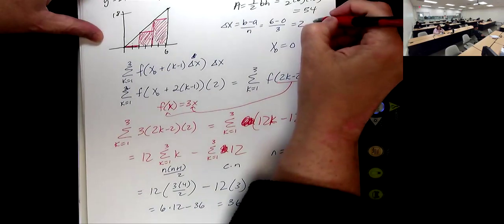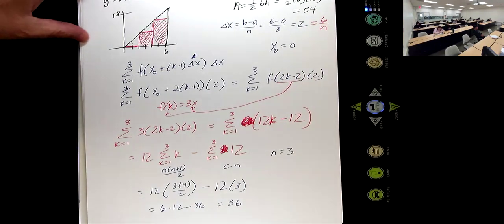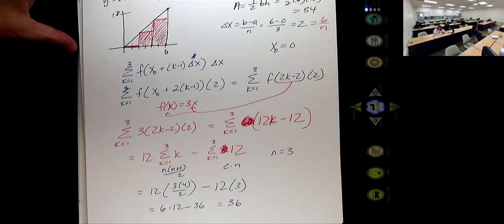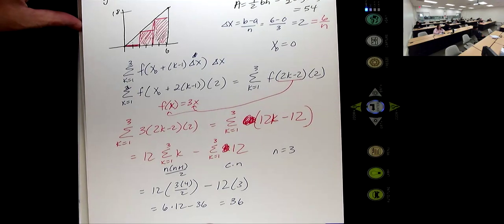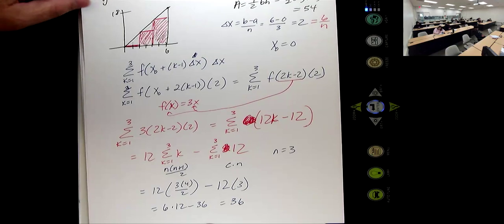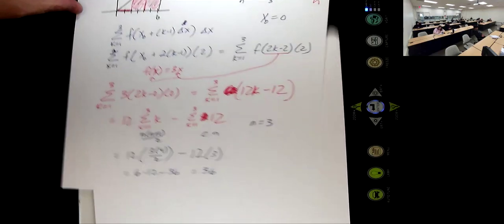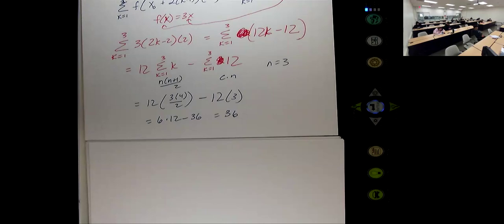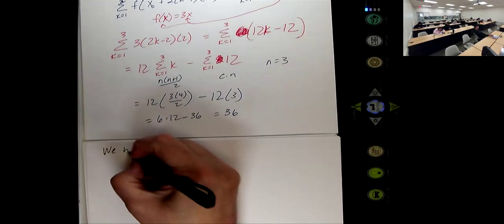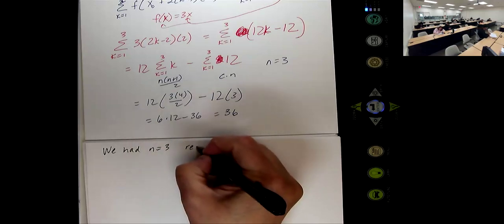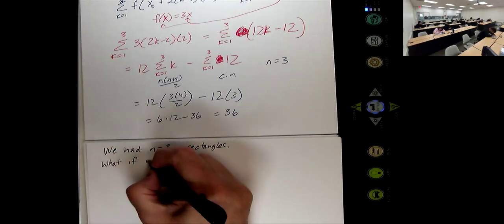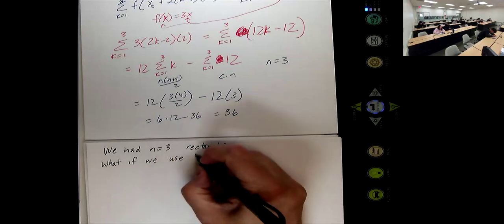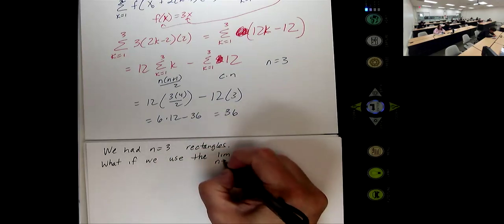I'm gonna rewrite this delta x as 6 over n, because if we change n, make smaller rectangles, this gets better, right? That's what we talked about on the last page. Having bigger rectangles, which means more n, gets us a better approximation. So we had n equals 3 rectangles. What if we use the limit as n goes to infinity?